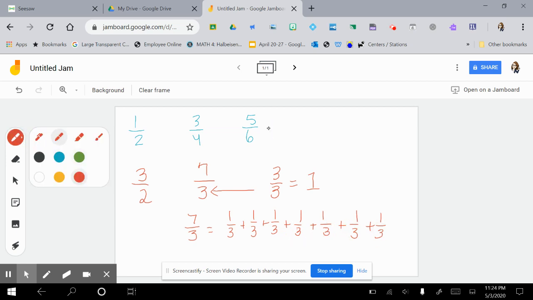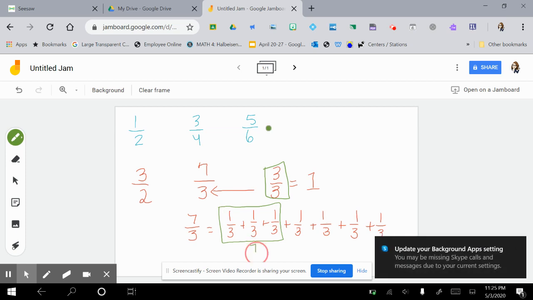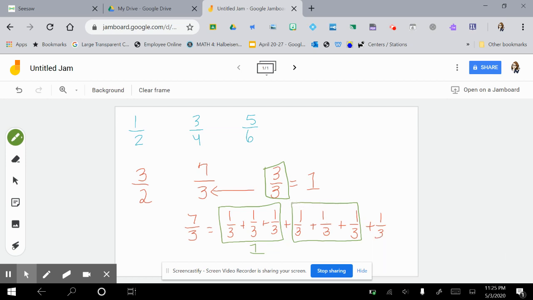I know that 3 of them makes 1. So I can take 3 of them, and I know that that equals 1 whole. And I can take 3 more and get another whole. And that means I have 2 here and I have 1/3 left over. So 7/3 is the same as 2 and 1/3.